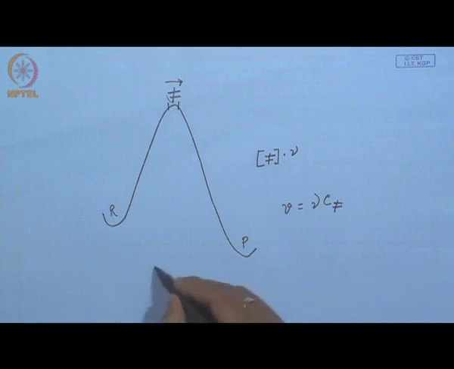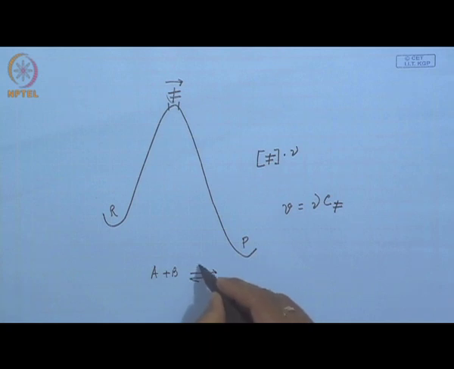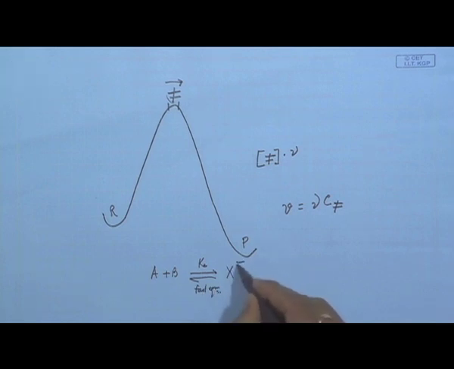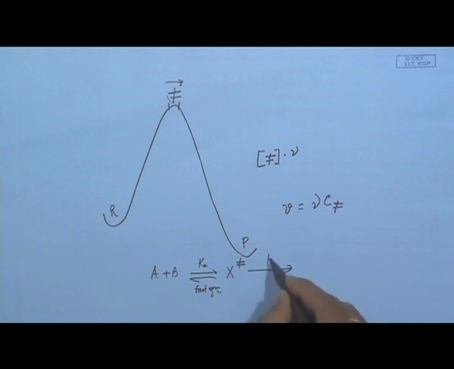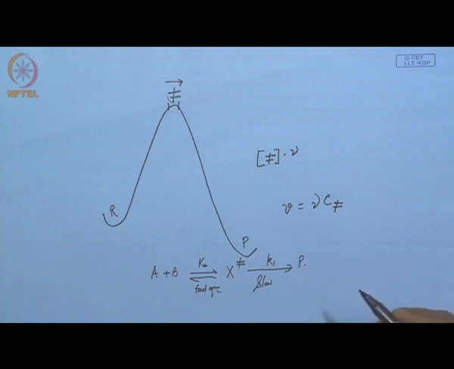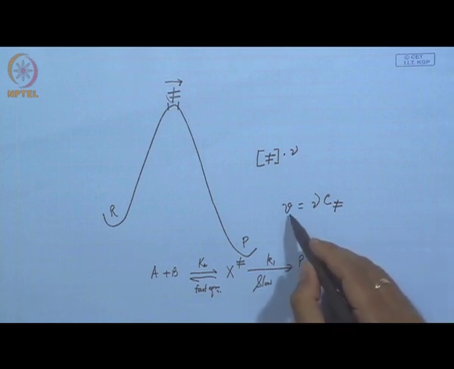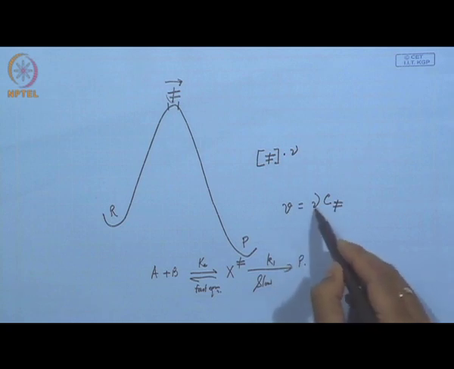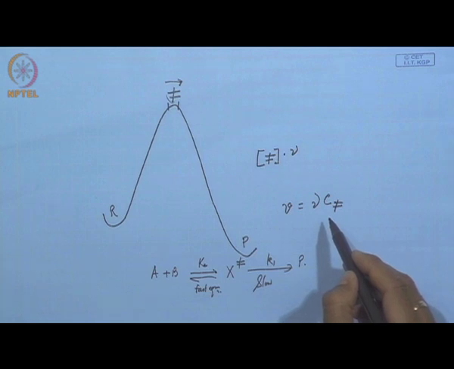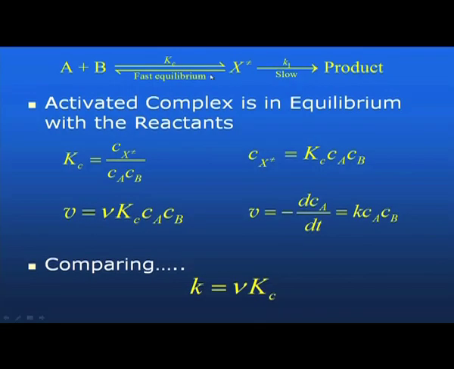So, basically it is A plus B, a quick equilibrium, Kc, the fast equilibrium, giving rise to X double dagger, and then K1, slow, it is the slowest step, giving rise to product. For that I have written V, the reaction rate, which is nothing but equal to nu times C double dagger. So, the same thing, this is the scheme.